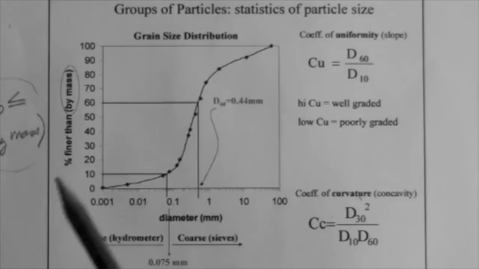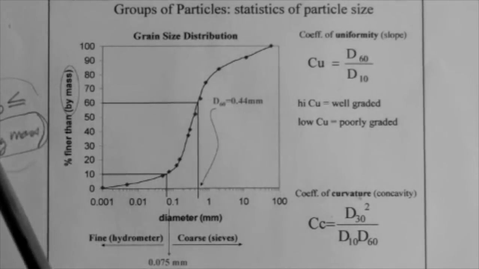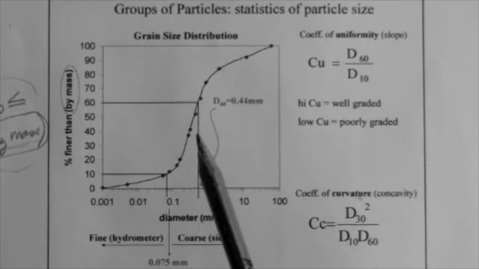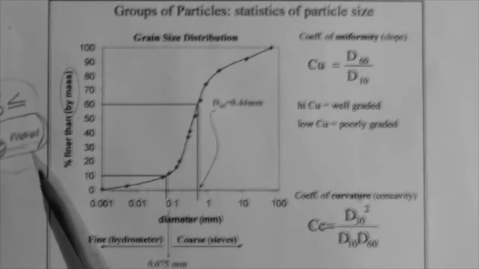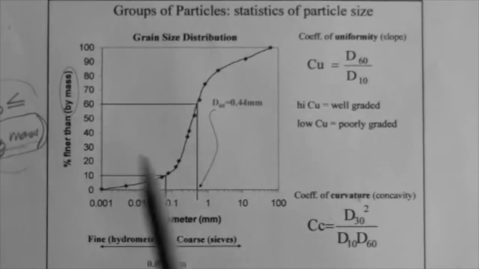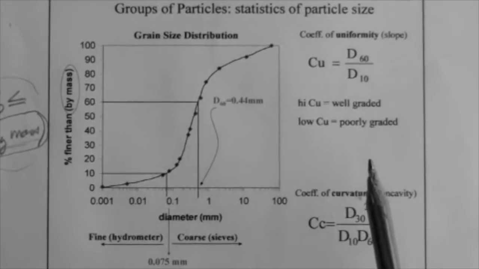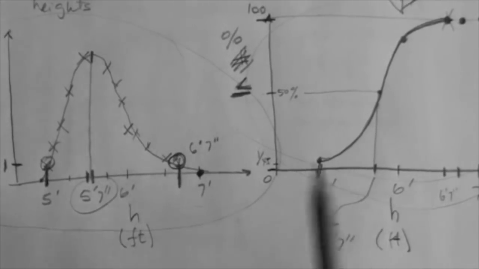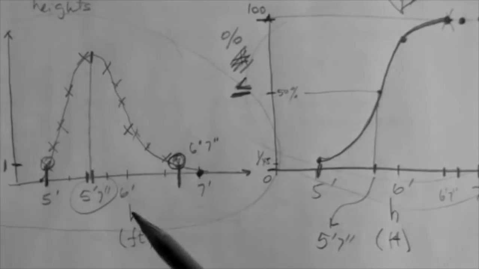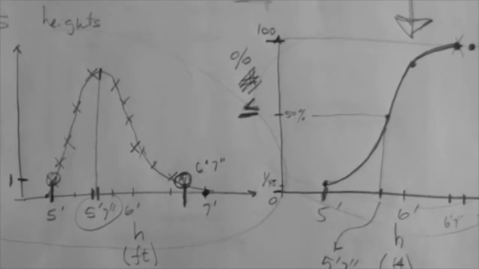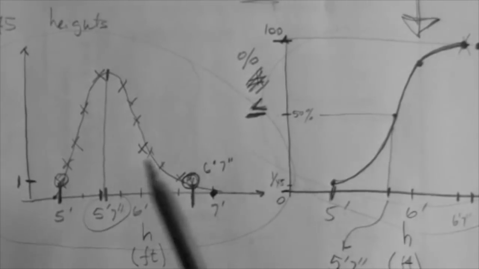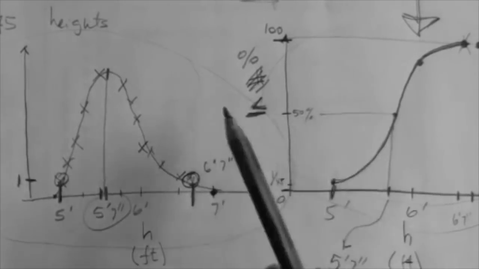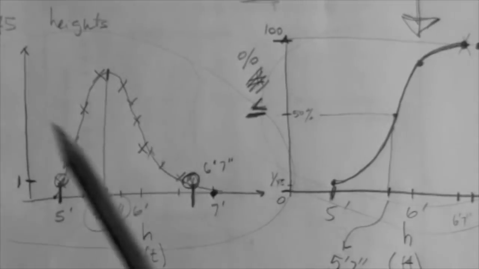Just what we had before, but you have this text here now, this distinction by mass. Okay, by mass. So what does that mean? Well, remember that for our example with the people in the class, we counted number. We said how many people are shorter than whatever? How many people are 6 foot tall? How many?